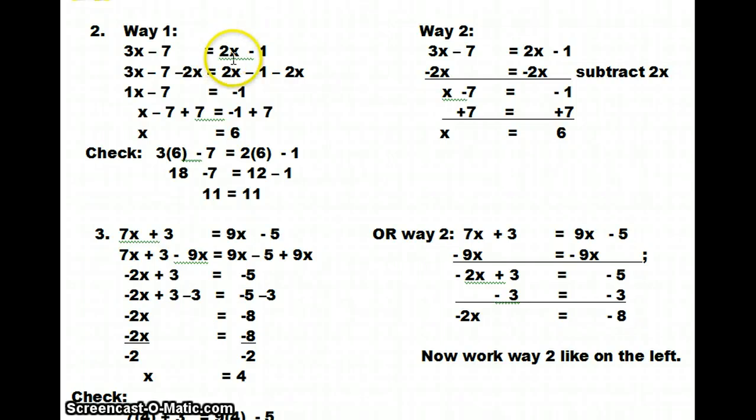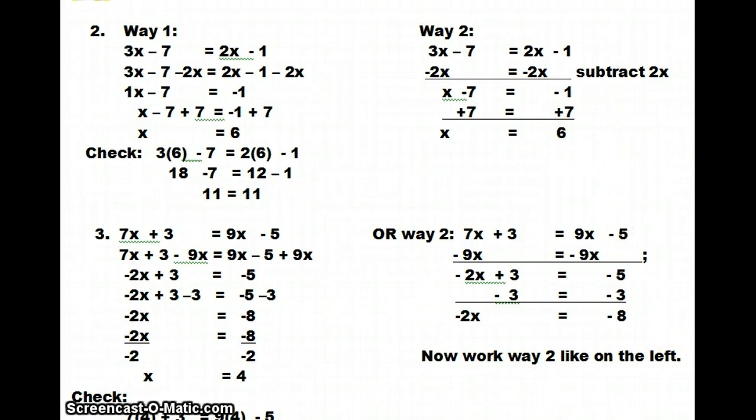So the opposite of 2x is negative 2x, so we subtract 2x on both sides. When we combine like terms, we get x minus 7 is equal to negative 1. The negative 1 over here is going to stay where it is. The negative 7 is the term that we want to get rid of. We do that by taking the opposite of that, which is positive 7. We add that to both sides, and then we get x is equal to positive 6. And when we do our check, we get 11 is equal to 11.